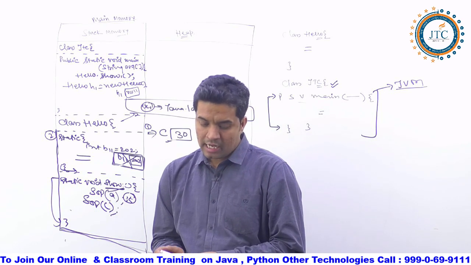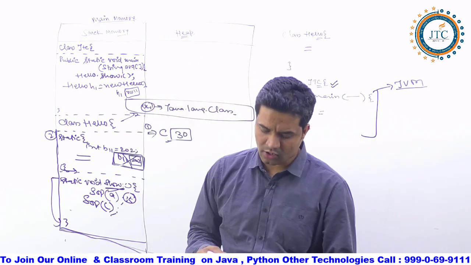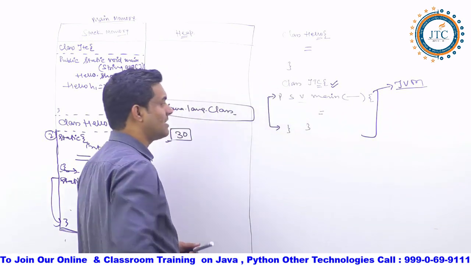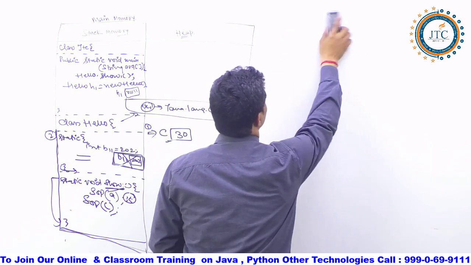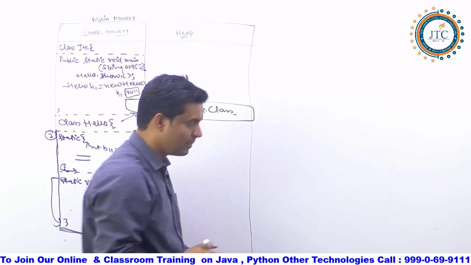Is it okay? And you see here, I am just concluding it here. Inside the heap memory, the following things are going to get memory. Make it the list.